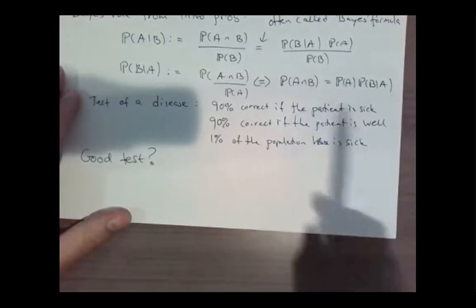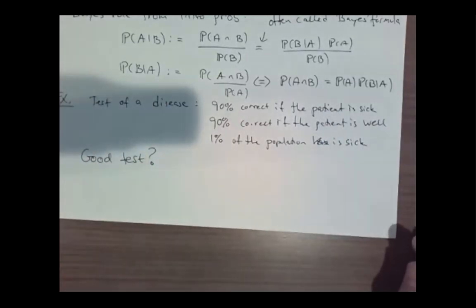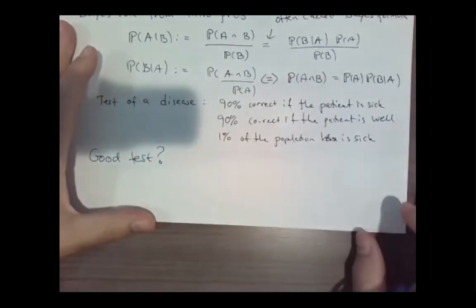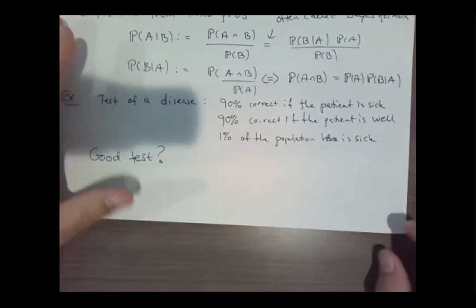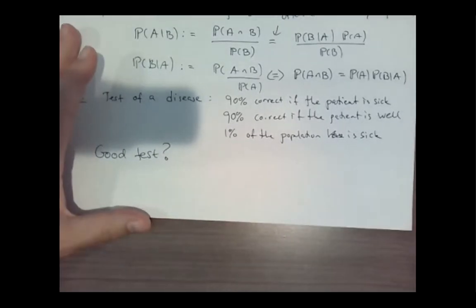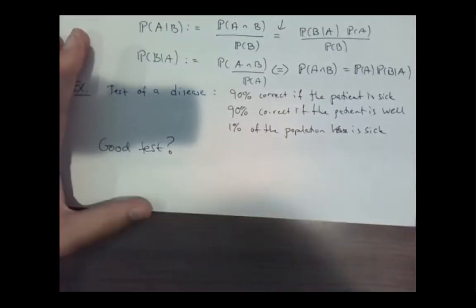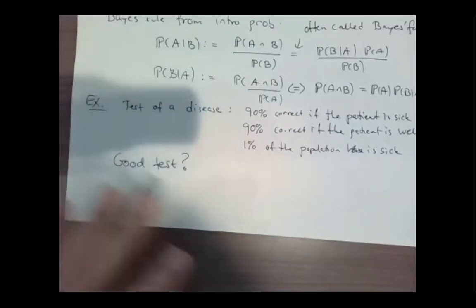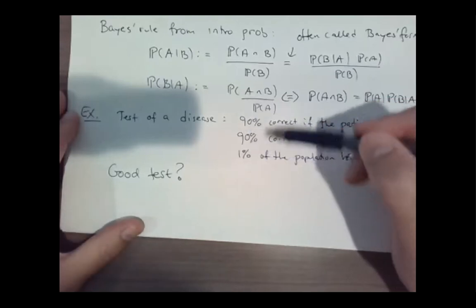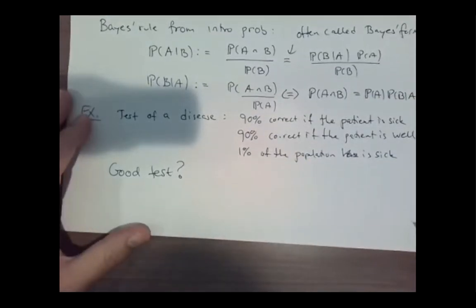90% correct if you're sick, so it'll tell you that you're sick 90% of the time if you're sick. It will tell you that you're well 90% of the time if you're well. And then 1% of the population is sick. This is a good test. And these are the numbers that are being discussed in the public.